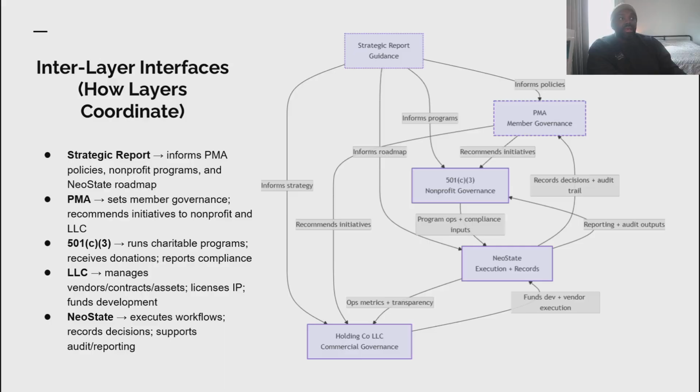NeoState is the execution and record layer. It runs workflows, manages identity and membership tooling, and preserves decision records and audit trails so each governing body can prove what happened, when, and why. The key idea is clean interfaces. Guidance flows down, recommendations flow across, money and contracts flow through the LLC, and evidence and reporting flow through NeoState.